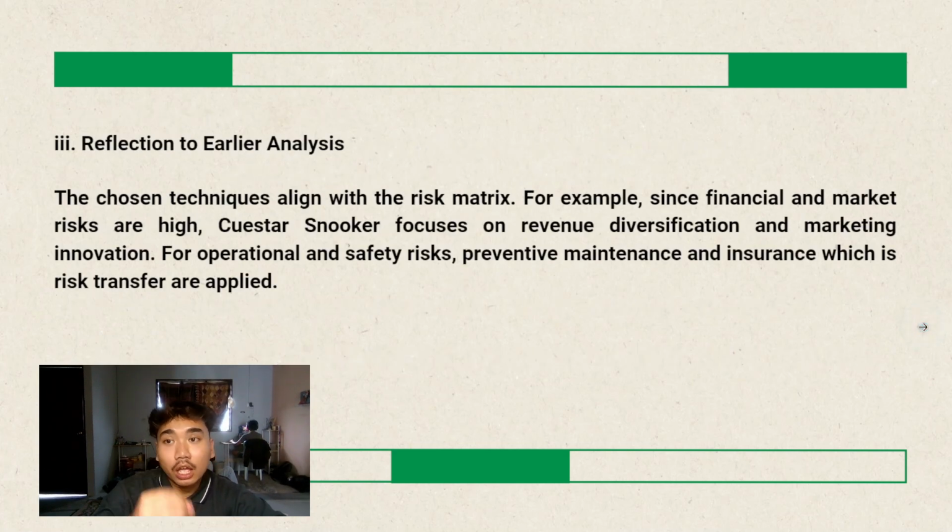And the last one, reflection to earlier analysis. The chosen techniques align with the risk matrix. For example, since financial and market risks are high, Q-Star Snooker focuses on revenue diversification and marketing innovation. For operational and safety risks, preventive maintenance and insurance, which is risk transfer, are applied. So that's all for me.